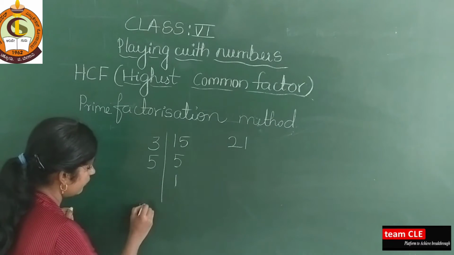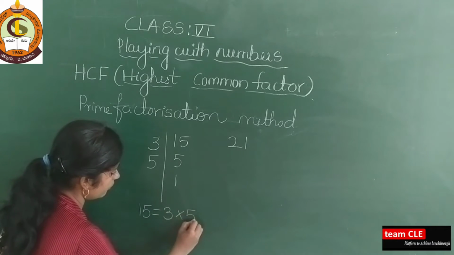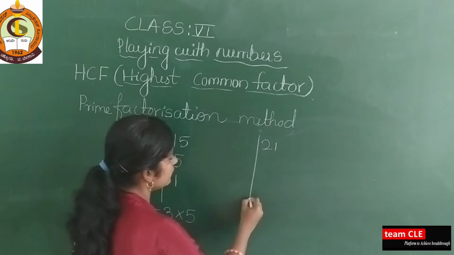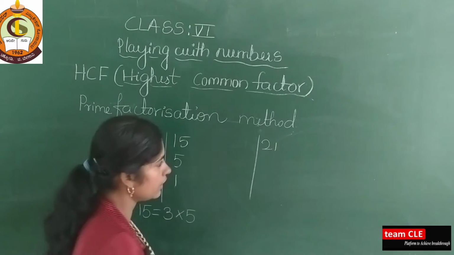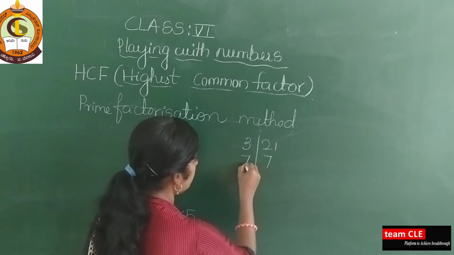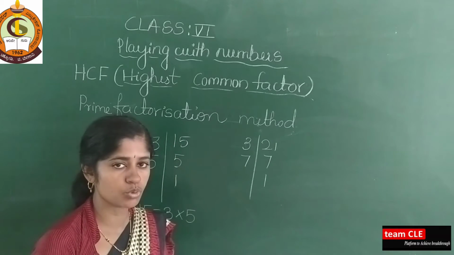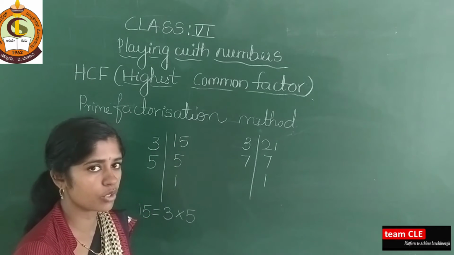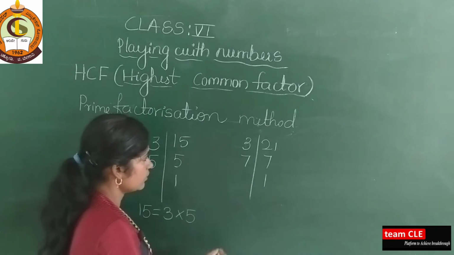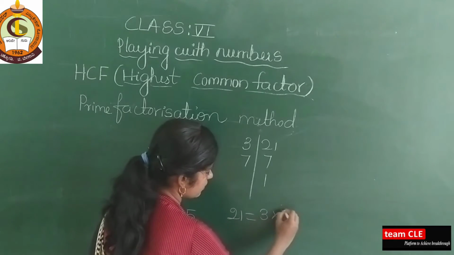Then here you write 15. The prime factors of 15 are 3 into 5. Next here similarly you do with 21. Tell me, 21 is there in which one's table? Yes, it is there in 3 ones table. 3 7s are 21 and 7 1s are 7. For this you need to know tables too. If you don't know tables then you can't solve this problem. So please keep practicing tables every day. So 21 is 3 into 7.